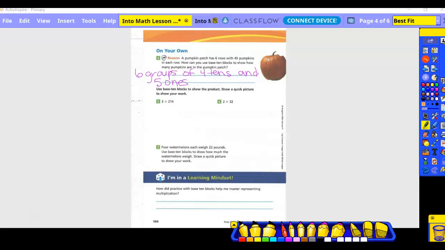Use base 10 blocks to show the product. Draw a quick picture to show your work. So we need 3 groups of what? 214, right? So how many flats? 2. How many longs? 1. And how many small cubes? 4. Okay. And I need 3 sets of those, correct? Or 3 groups of those.